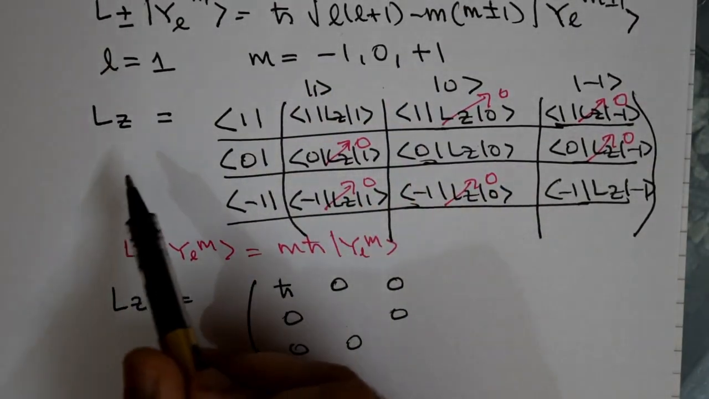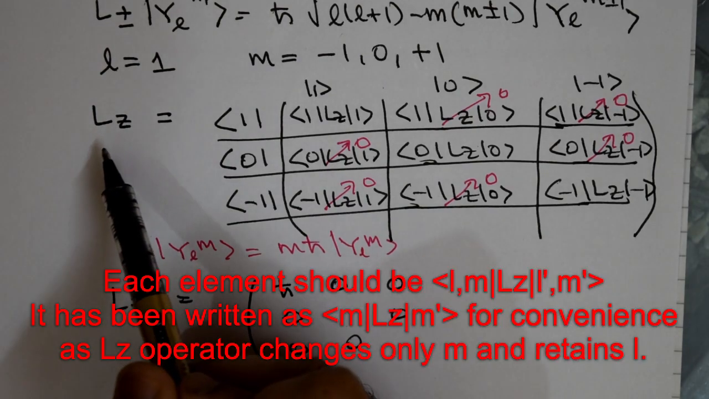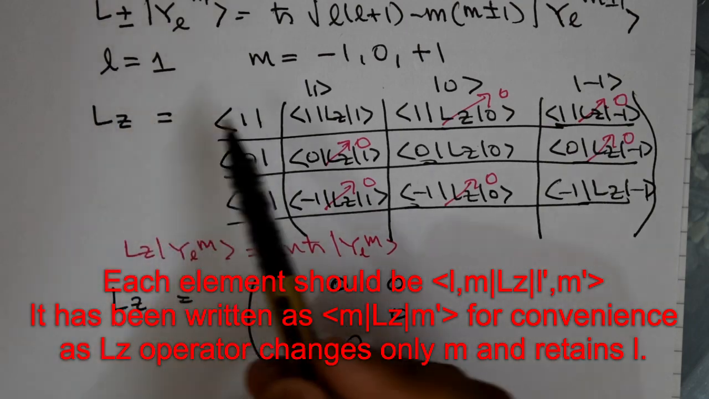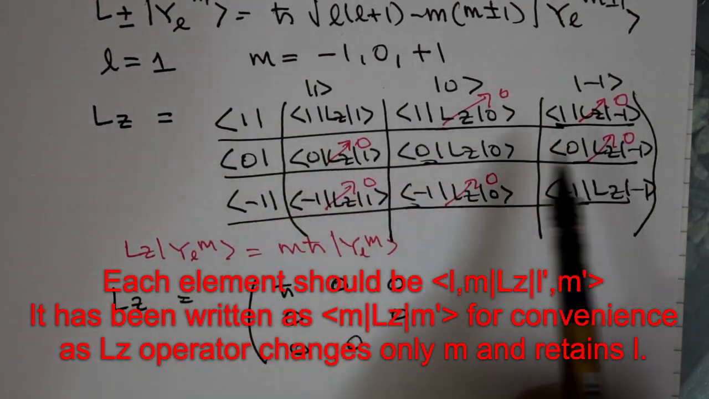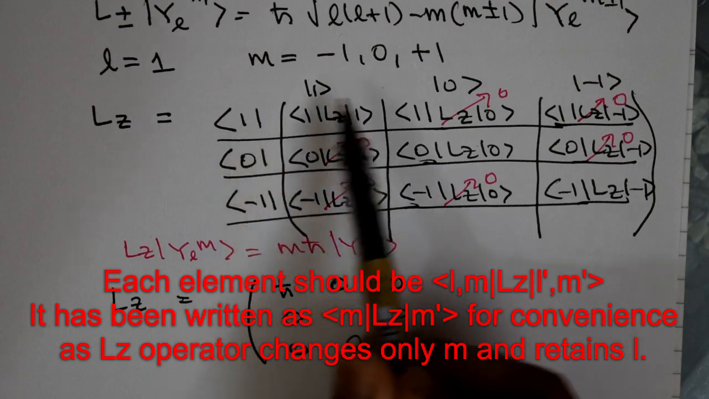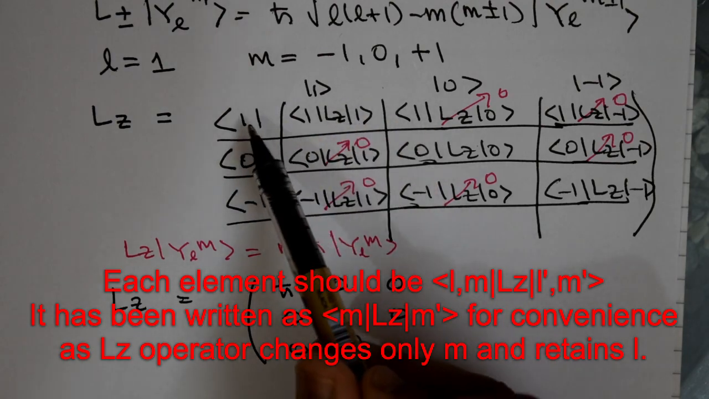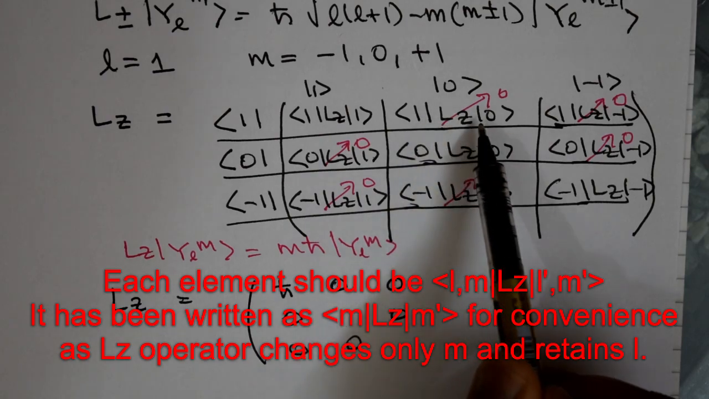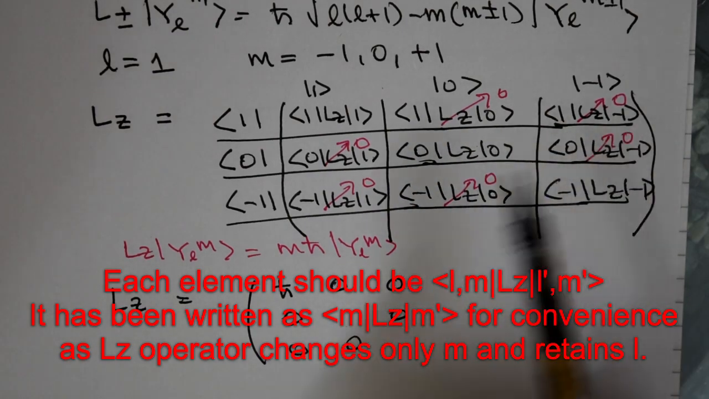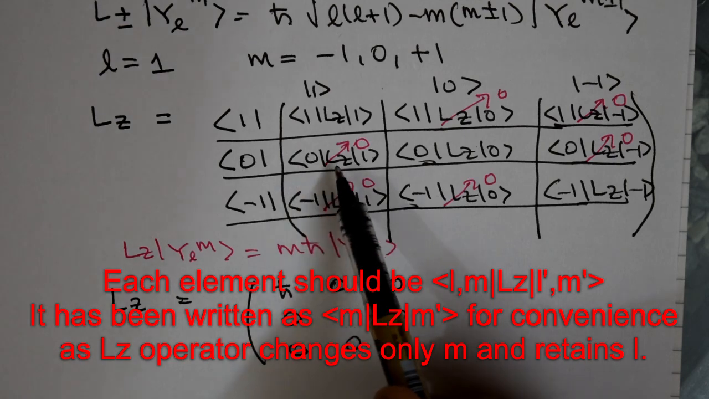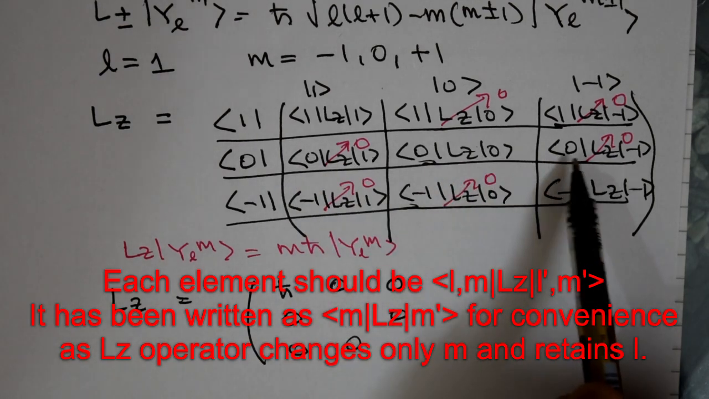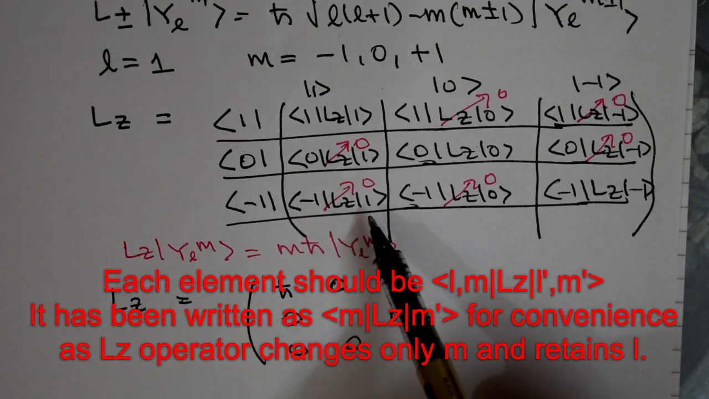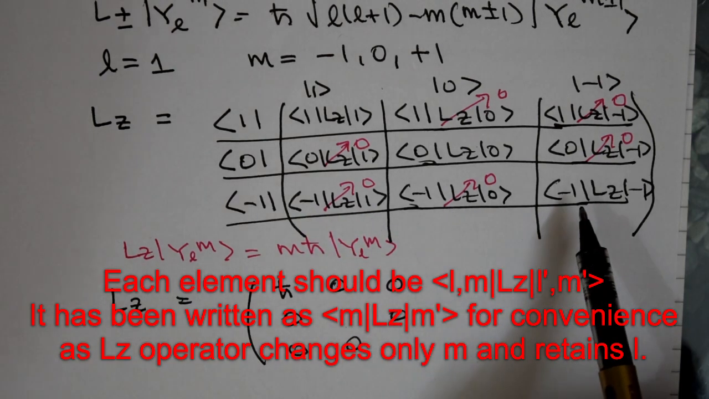Then if you want to write the LZ matrix, this is how it's going to look for a system with small l equal to 1. You're going to have a 3 by 3 matrix where you have the bra-ket type notation where 1 LZ 1 will be the first matrix element, followed by 1 LZ 0, followed by 1 LZ minus 1. Then the next row will be 0 LZ 1, 0 LZ 0, 0 LZ minus 1. Then the last row is going to be minus 1 LZ 1, minus 1 LZ 0 and minus 1 LZ minus 1.